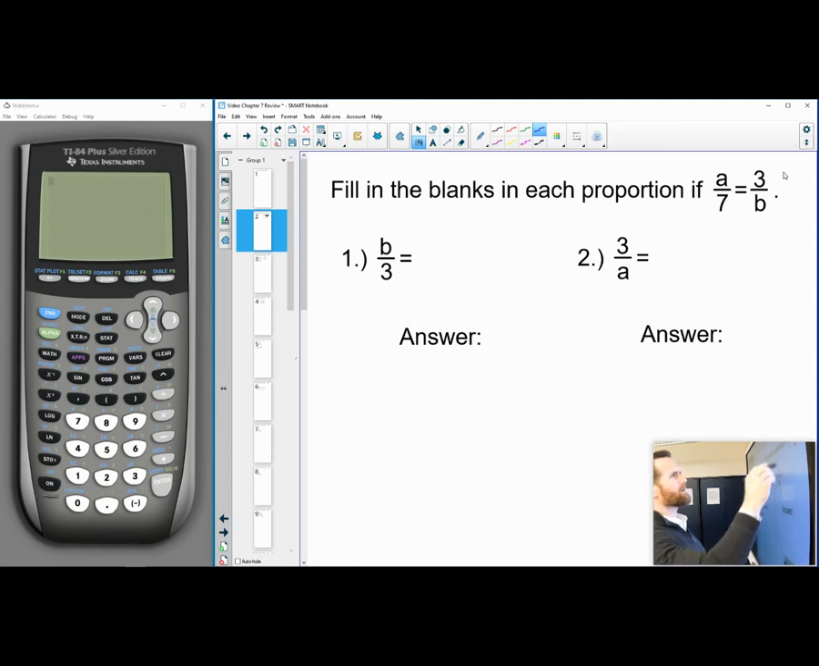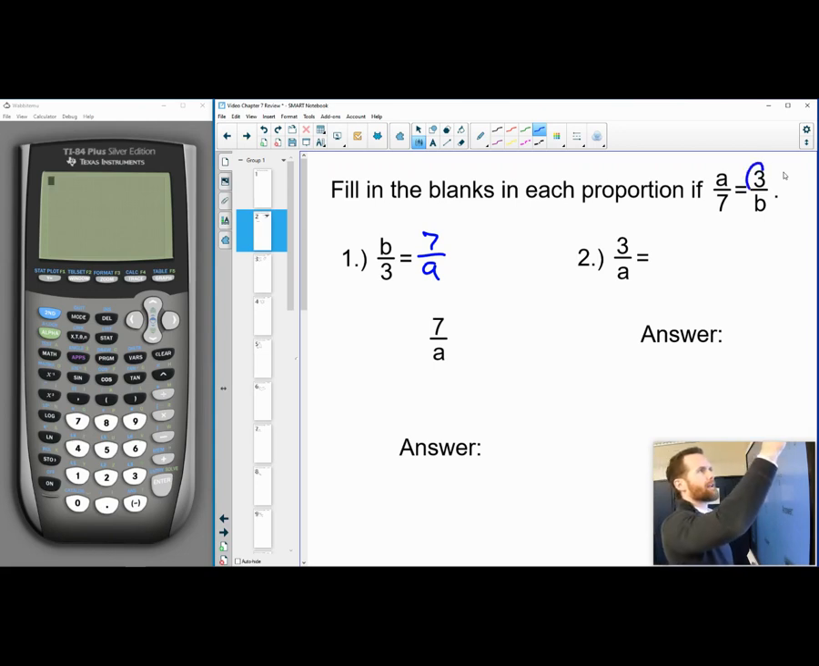Now the way I do it, they're giving us b to 3, so that's b to 3 like that. We need to follow that same pattern on the other side of the proportion, so that would be 7 to a. I put 7 over a as my answer for that one. And let's take a look at number 2. Oh, I guess I should actually check the answer. Okay, so far so good.